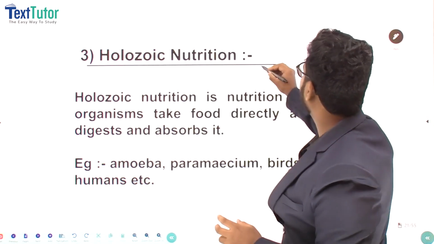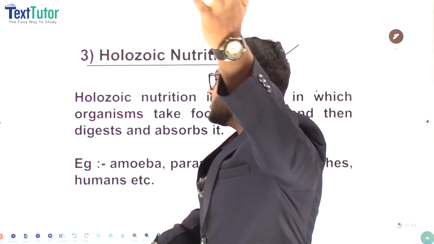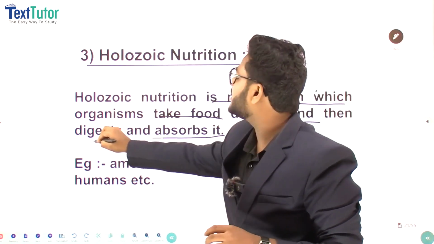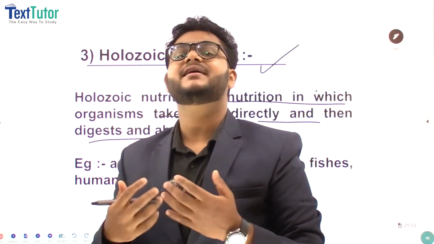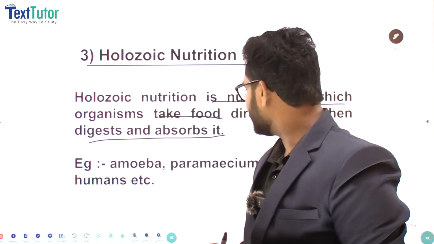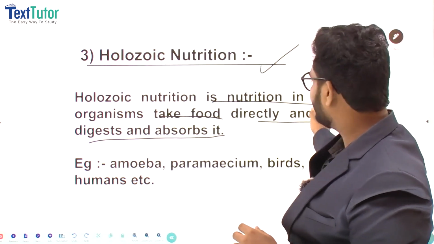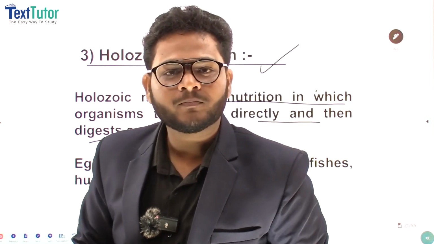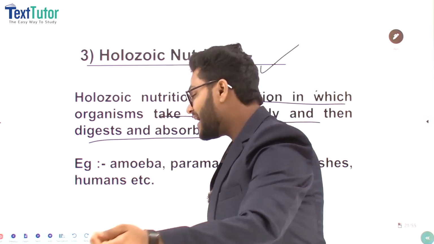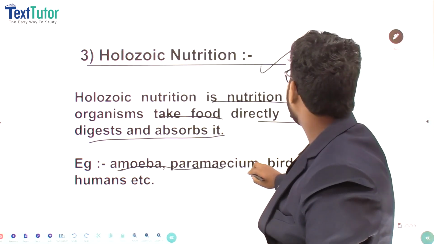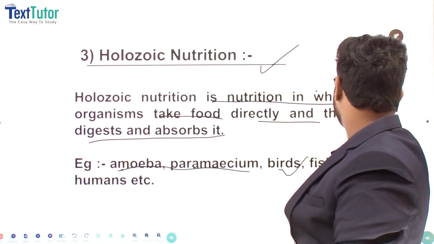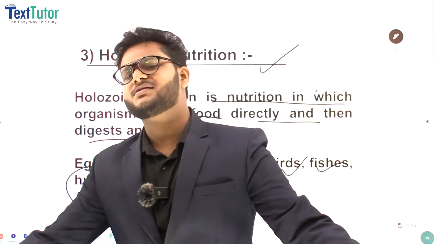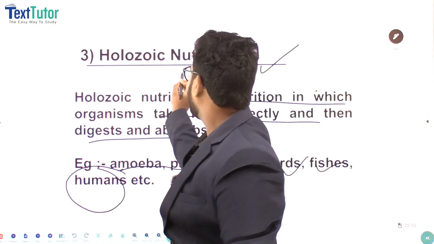Now the final one, holozoic nutrition. See, the nutrition in which organisms take food directly and then digest and absorb it. They get it directly and then absorb that food. That is holozoic nutrition. It is a nutrition in which organisms take food directly and digest and absorb it. So this is for whom? Holozoic nutrition. See examples: amoeba, paramecium, birds, fishes, and we, human beings. Human beings also belong to holozoic nutrition.